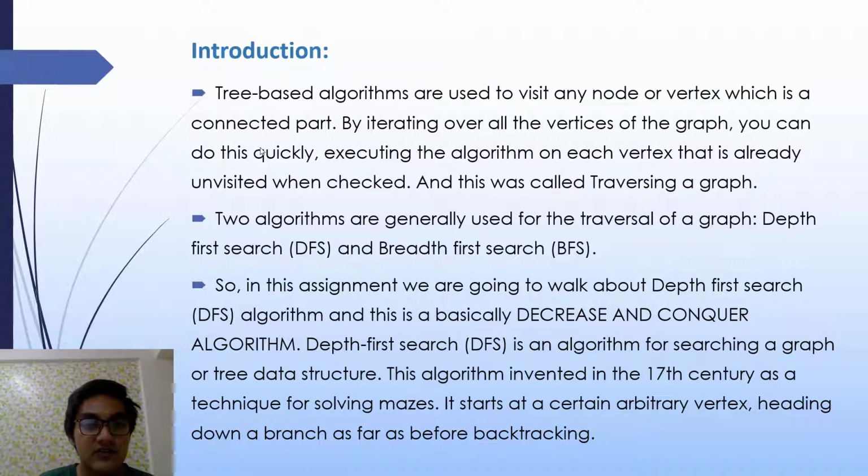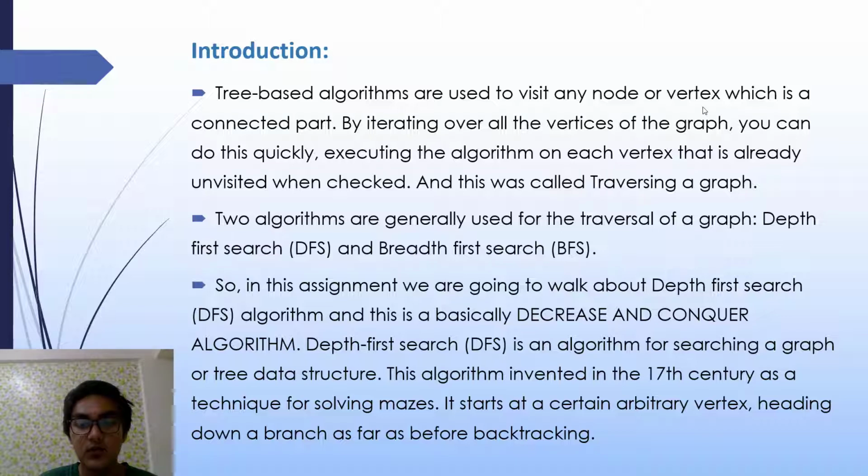Tree-based algorithms are used to visit any node or vertex which is a connected part. By iterating over all the vertices of the graph, you can do this quickly, executing the algorithm on each vertex that is still unvisited when checked, and this is called traversing a graph. Two algorithms are generally used for the traversal of a graph: depth first search and breadth first search.